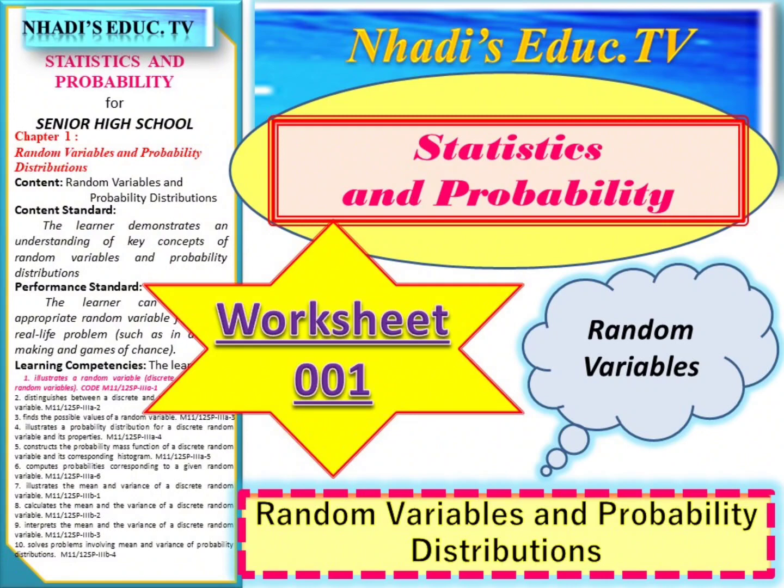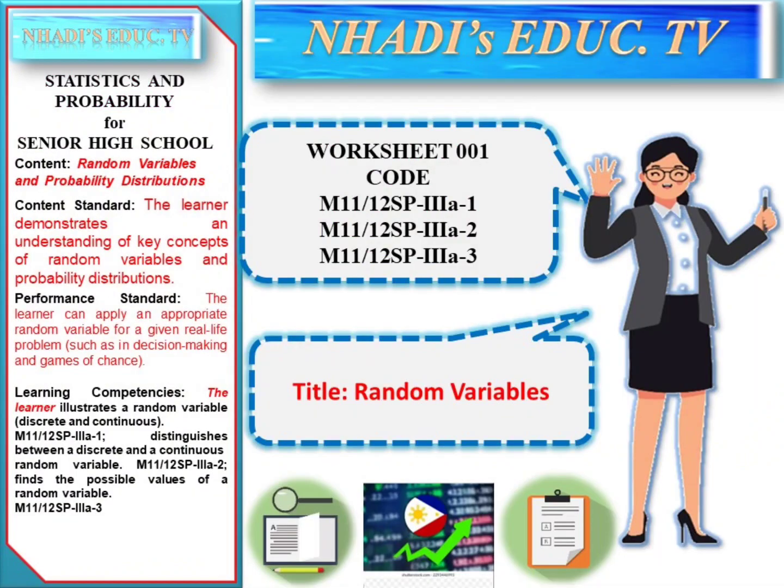Welcome to Statistics and Probability Worksheet number 1 under Chapter 1, Random Variables and Probability Distributions. The title of this worksheet is Random Variables. Worksheet number 1 consists of three codes.